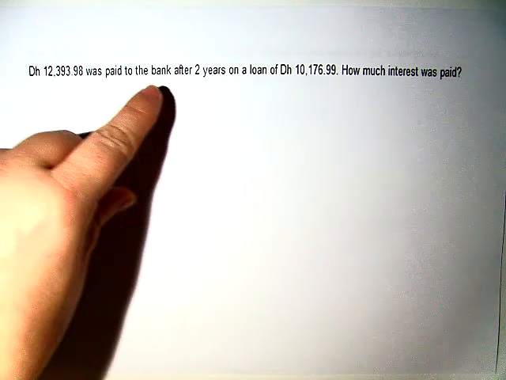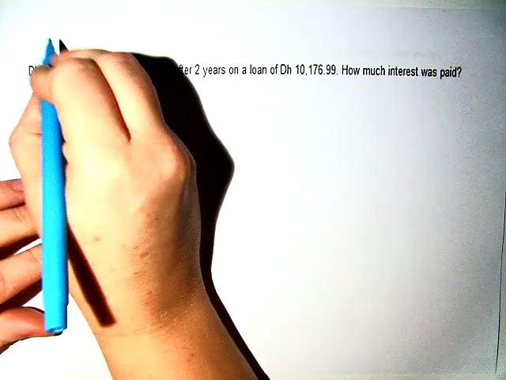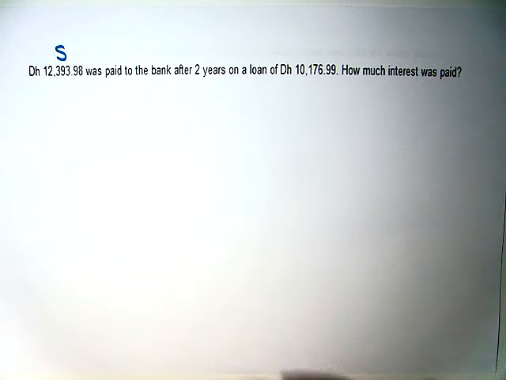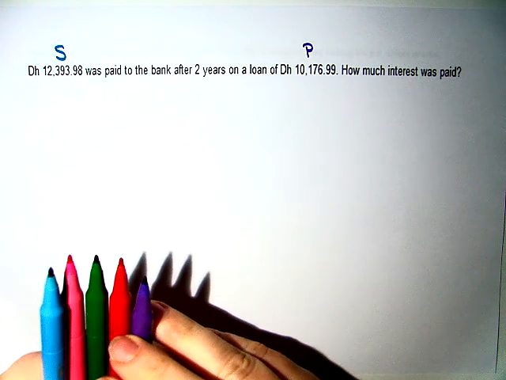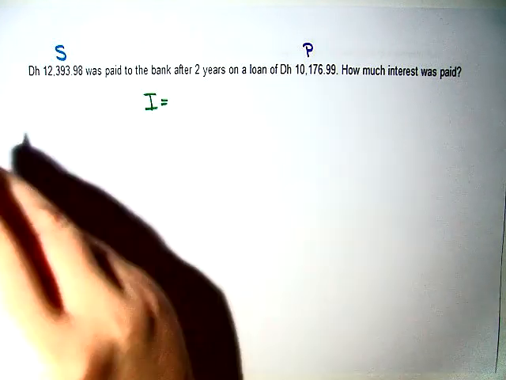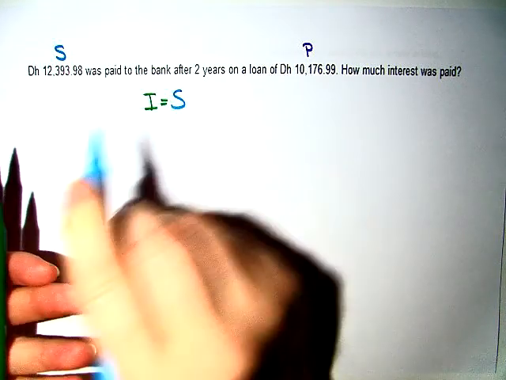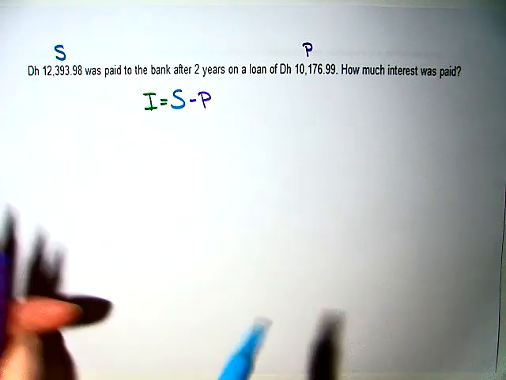12,393.98 was paid to the bank after 2 years. Okay, so that was paid to the bank. So this is the full summative amount on a loan of $10,176.99. So that means this is my principal. How much interest was paid? Well, we know the formula I is the full amount minus the principal. So all we have to do is plug it in.